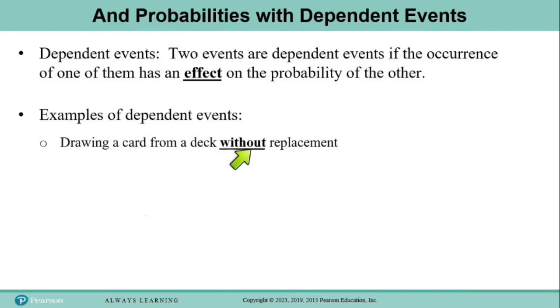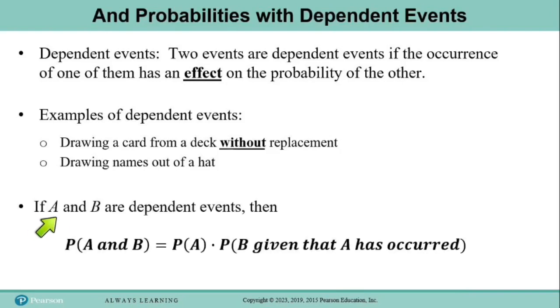So here are some examples of dependent events. Drawing a card from a deck without replacement is a dependent event, because whatever card I draw from the deck the first time, if I don't put it back, that changes the probability of drawing a particular card on the next draw. Drawing names out of a hat is a dependent event because if I draw someone's name out of a hat and I don't put it back, then that changes the probability for the next name that I draw out of the hat.